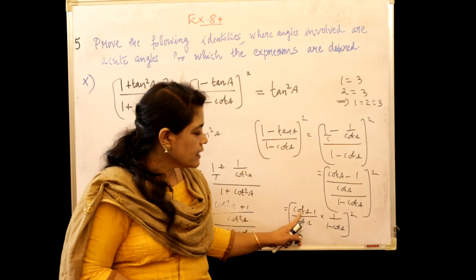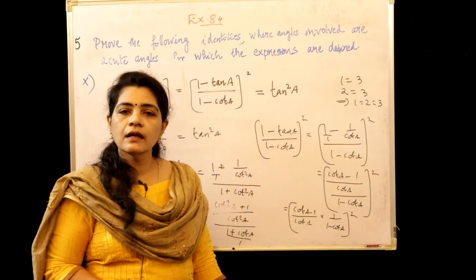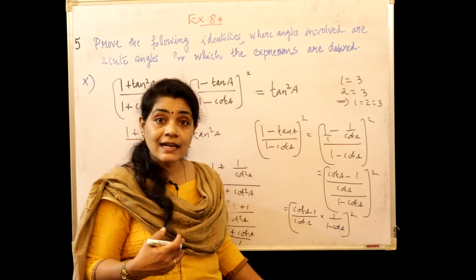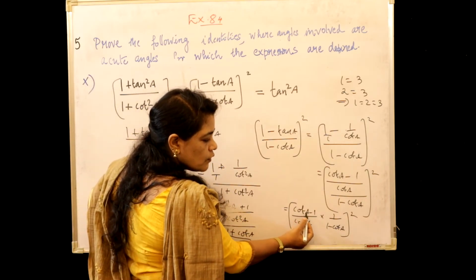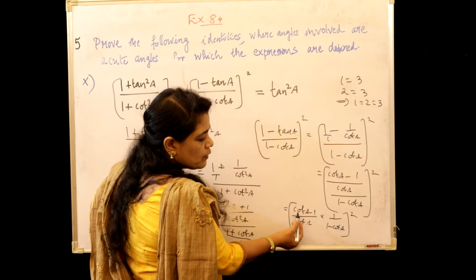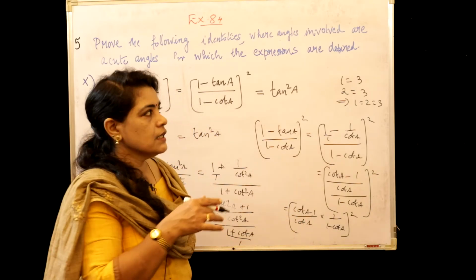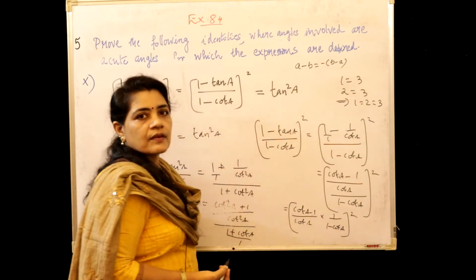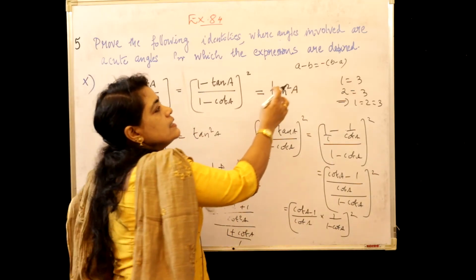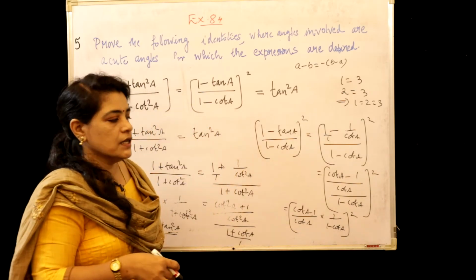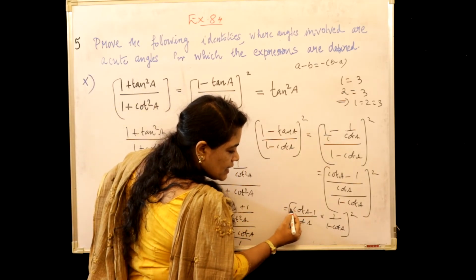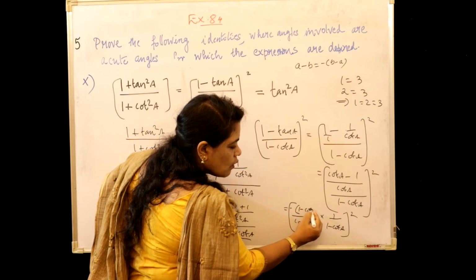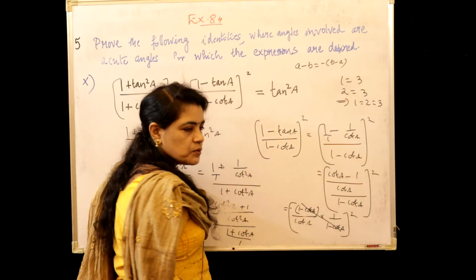Okay, and can we cancel cot a minus 1 and 1 minus cot a? No children, we can't, because a minus b is not equal to b minus a. You can cancel only if this is of the form 1 minus cot a. You can change the position under the subtraction by using this result, a minus b equal to minus of b minus a. If you take minus outside, then you can change the position, that is b comes in the first position. For that I am taking the minus from this, that is minus of 1 minus cot a. Now you can cancel these two.